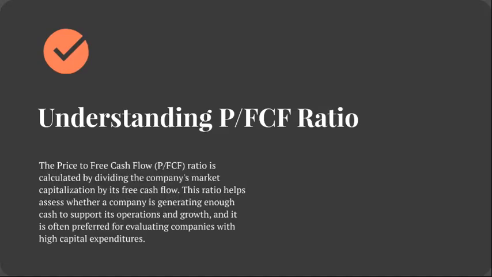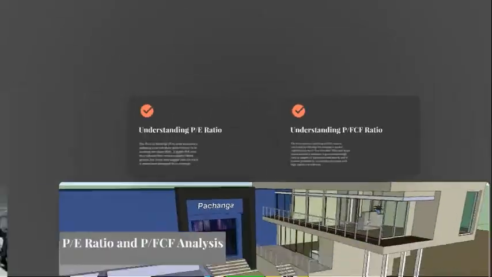The price to free cash flow ratio is calculated by dividing the company's market capitalization by its free cash flow. Generally, the lower the better, but it should be for quality businesses.